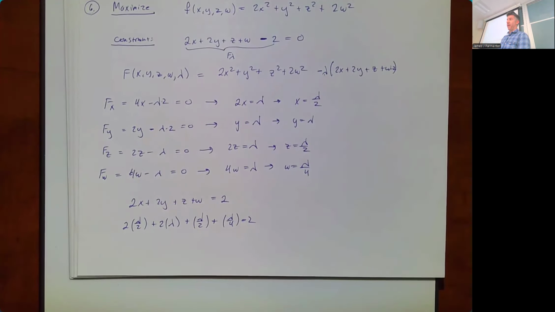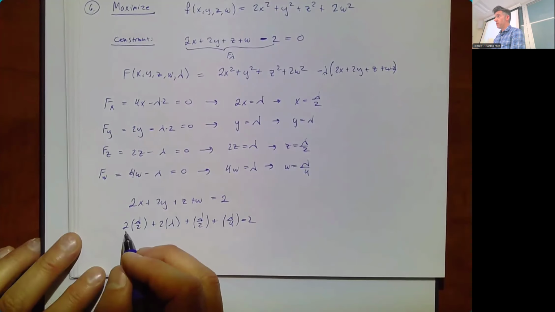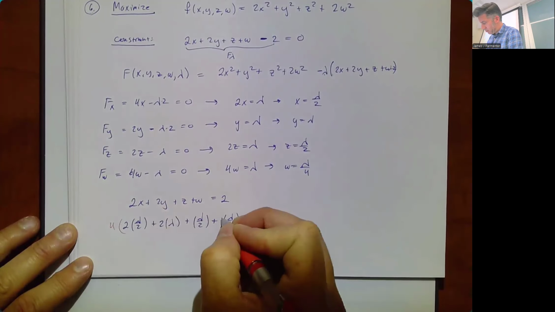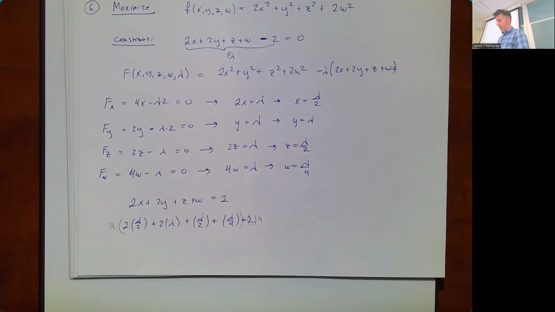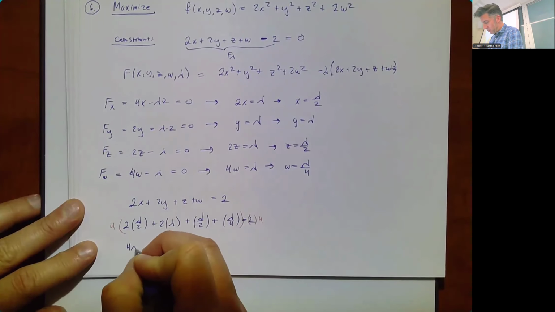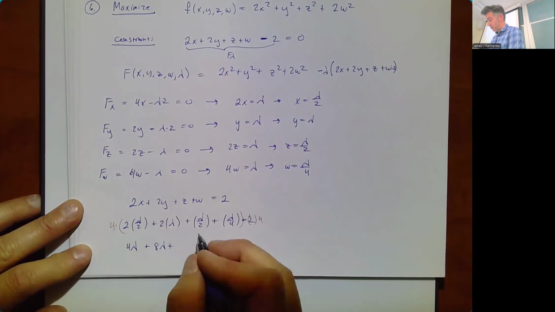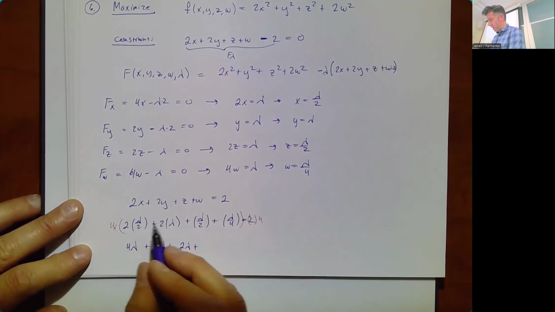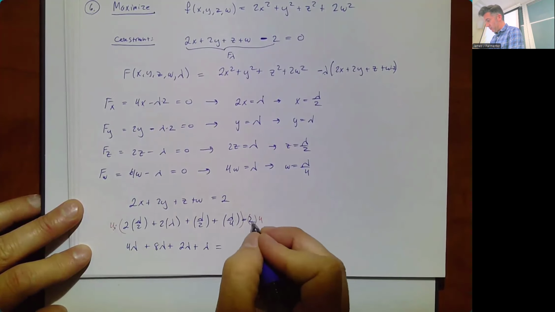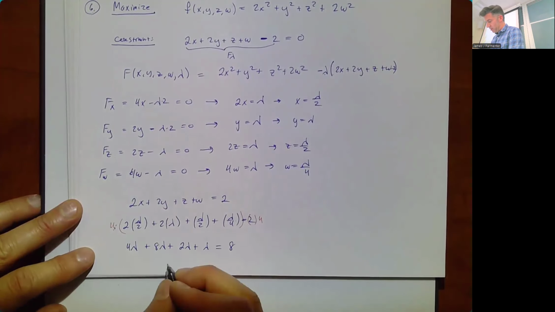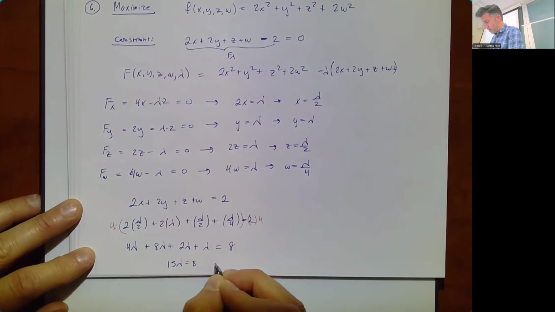And then instead of trying to add fractions like a fool, let's just multiply everything by 4. I'm going to get 4 times lambda plus 4 times 2 lambda plus 4 times lambda over 2 is going to be 2 lambda. And 4 times lambda over 4 is just lambda. And that's going to equal 2 times 4, which is 8. So on the left-hand side here, I have 4 plus 8 plus 2 plus 1 is going to be 15 lambda equal to 8. So lambda is equal to 8 fifteenths.